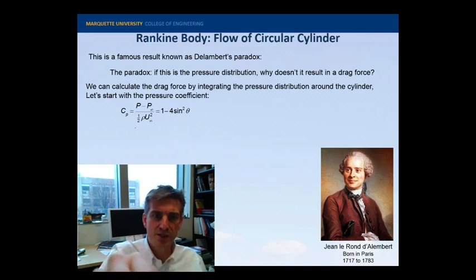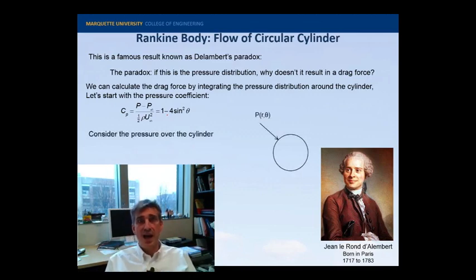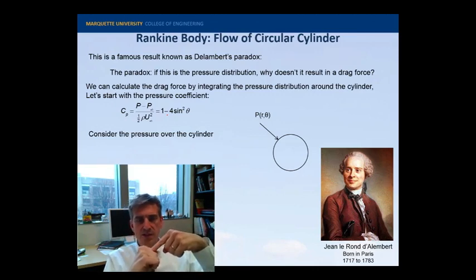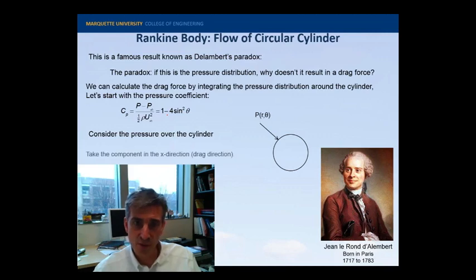So here's the coefficient of pressure. C sub p is equal to 1 minus 4 sine squared theta. And if we're going to calculate the drag, we need to get the component of the pressure in the drag direction. So remember, you have a circular cylinder. Pressure always acts, our sign convention is it acts inwardly normal to the surface, so the pressure acts pushing on the surface as such. And then if we want the drag force, that's the force in the x direction, so we need that component of the pressure. That's the cosine theta component of pressure.